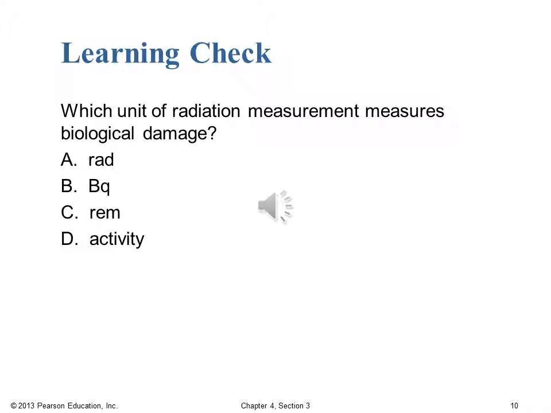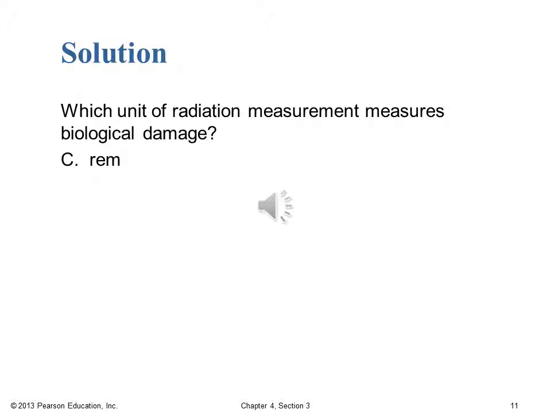All right, so before we leave this interesting subchapter topic of measuring radiation, let's see how you're doing with understanding the different units of radiation. This learning check asks which unit of radiation measurement measures biological damage. Is it A, the rad, B, the Becquerel, C, the rem, or D, activity? Pause the video if you haven't already made your selection, and we'll see how you did. Alright, so hopefully you correctly selected C, the rem. That's the one that is in particular interested with biological damage.